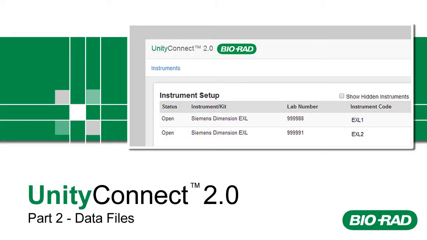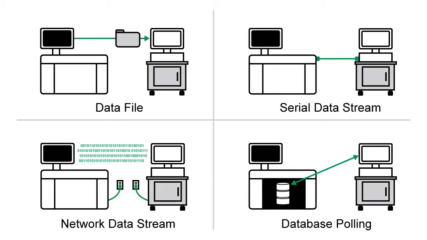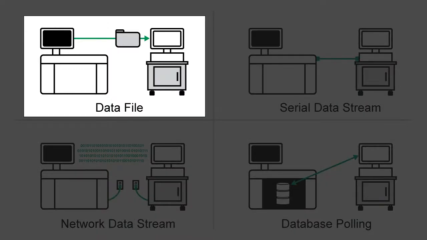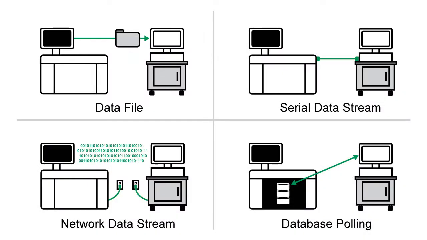Welcome to Part 2 of Unity Connect 2.0 training. As we learned in Part 1, Unity Connect 2.0 can capture data using different methods. This video only applies to those using the data file method. We recommend that you move on to Part 3 if you are not using the data file method.